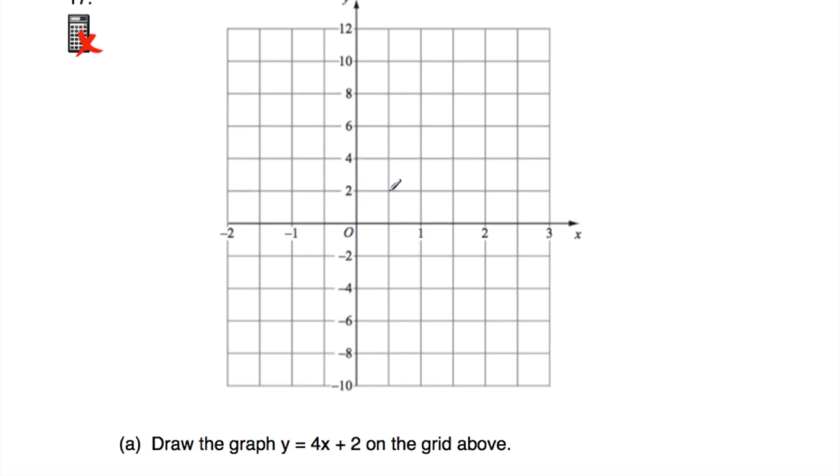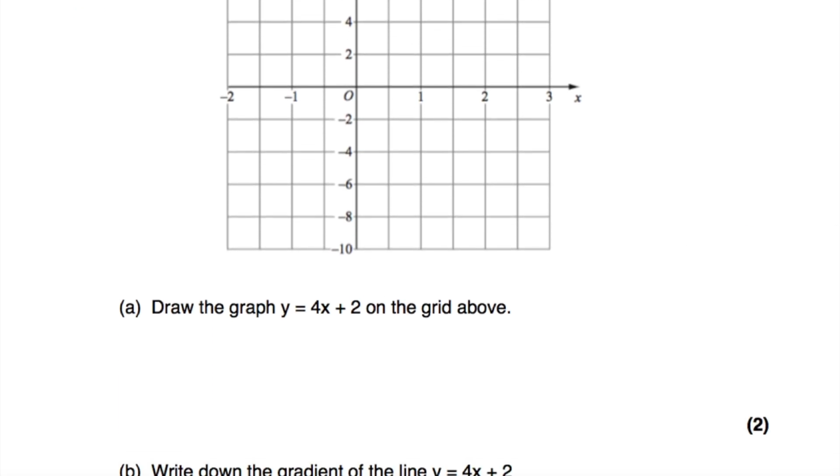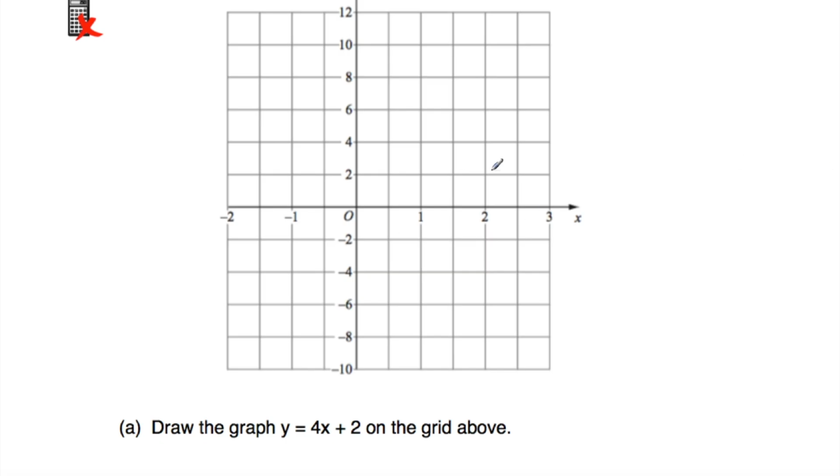So for question number 17, we've got this grid, we've got the x and y axis, and we've been asked in part A to draw the graph of y equals 4x plus 2. So I'm going to do a little xy table, x and then y, and I'm going to choose some values for x: 0, 1, and 2. Because y equals 4x plus 2, we're going to multiply all the x coordinates by 4 and then add 2.